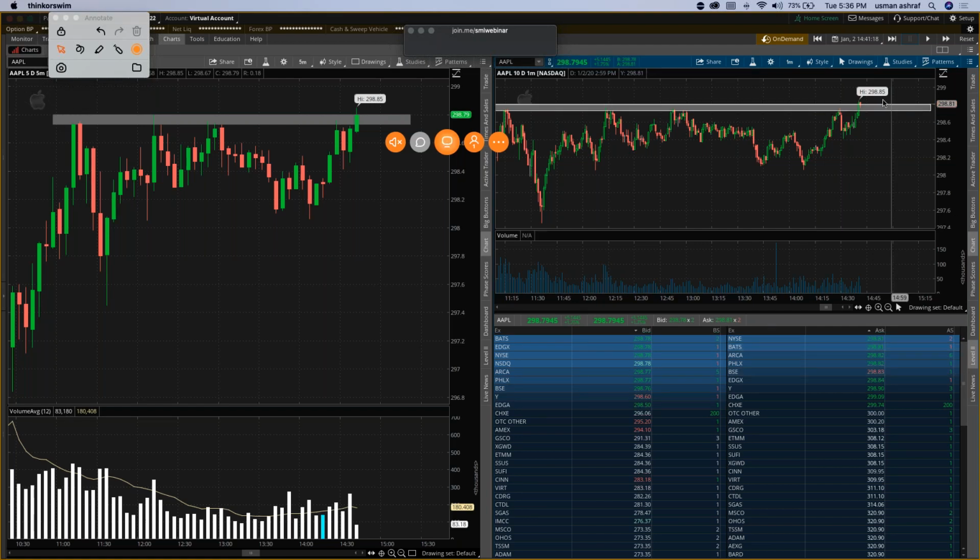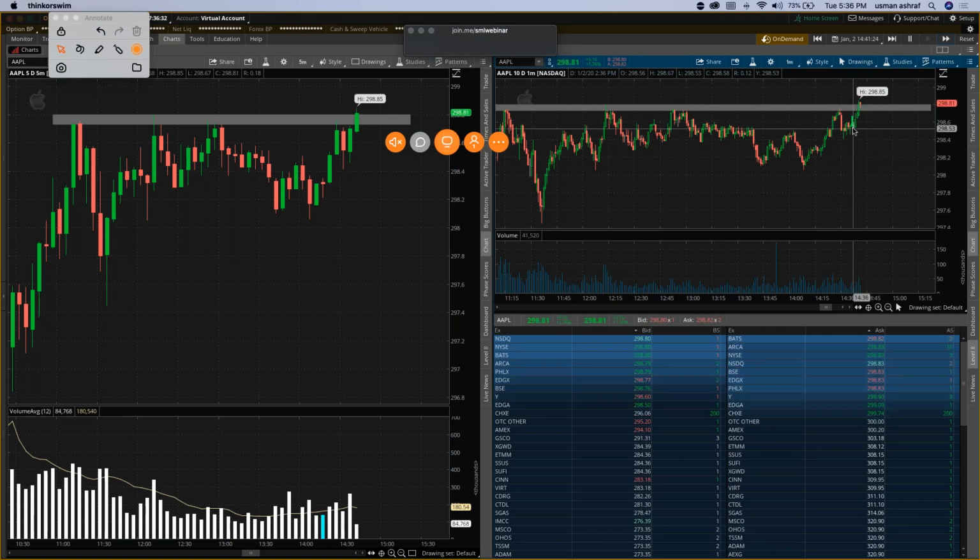Okay, so we want to see if they can push through 298.85 and see how long the sellers try to hold the buyers below that level. See how the ask size increases, but as it disappears, that means the order is not real. It's just someone trying to scare us, and you just keep continuously watching that.